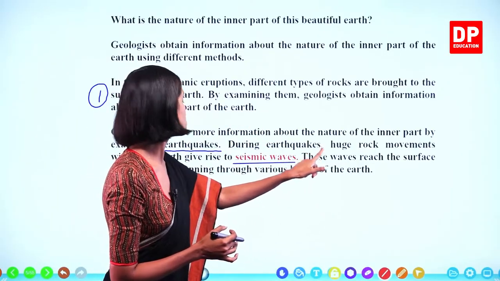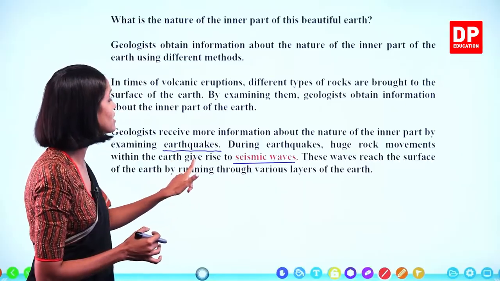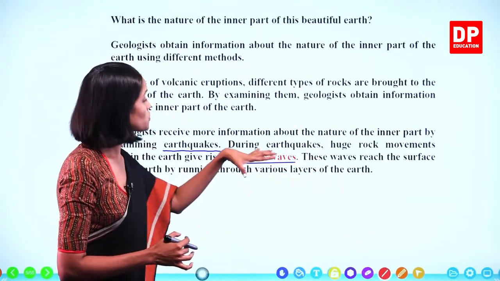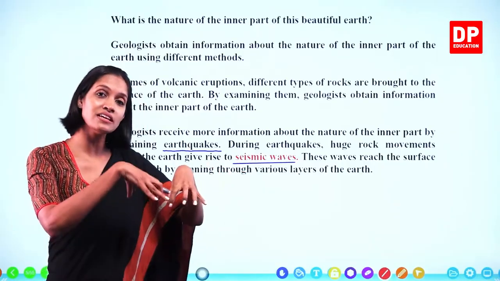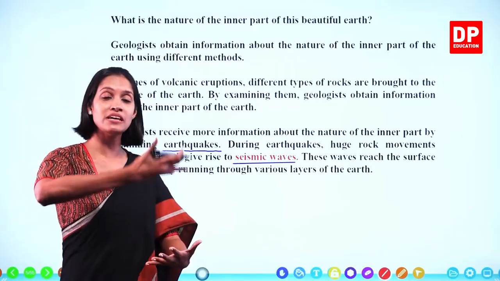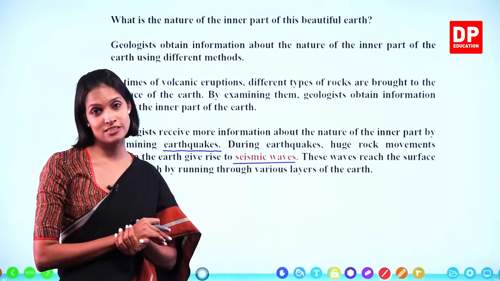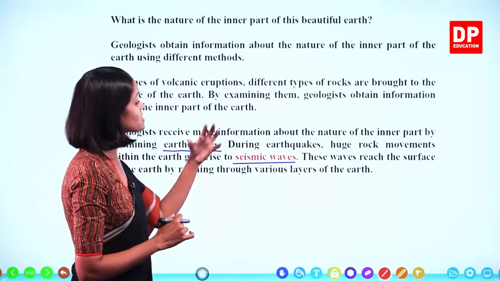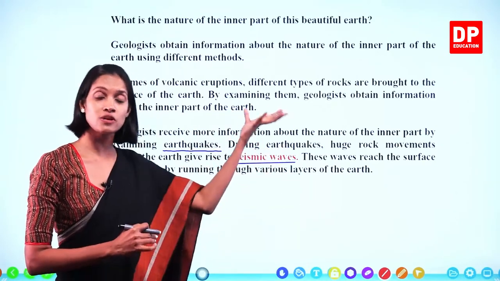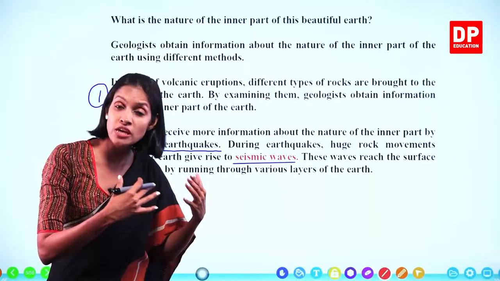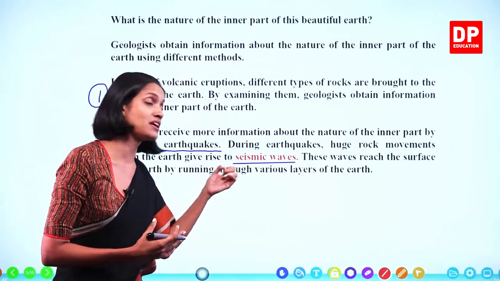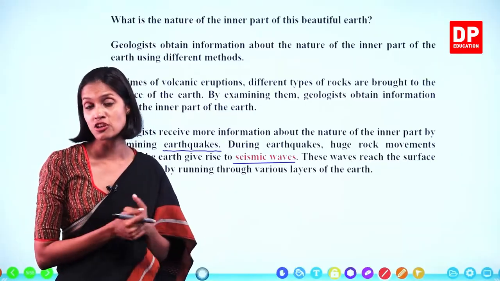Okay. So during earthquakes, huge rock movements inside the earth give rise to seismic waves. These waves reach the surface of the earth by running through various layers of the earth. So the earthquakes arise in the inner parts of the earth and it spreads to the upper layers or the surface of the earth. Right? So by studying the time taken for these waves to reach the surface, scientists or geologists can get an idea about the inner layers of the earth.